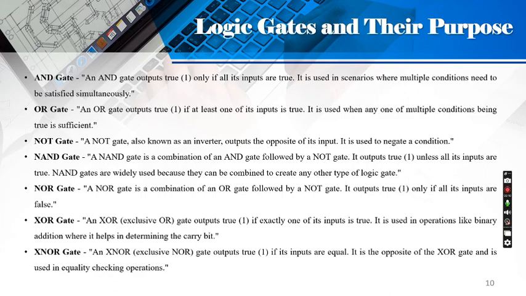NAND gate. A NAND gate is a combination of an AND gate followed by a NOT gate. NOR gate. A NOR gate is a combination of an OR gate followed by a NOT gate. XOR gate. An XOR gate outputs true, 1, if exactly one of its inputs is true. XNOR gate. An XNOR gate outputs true, 1, if its inputs are equal.